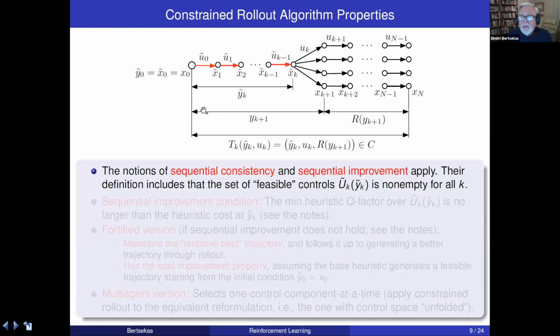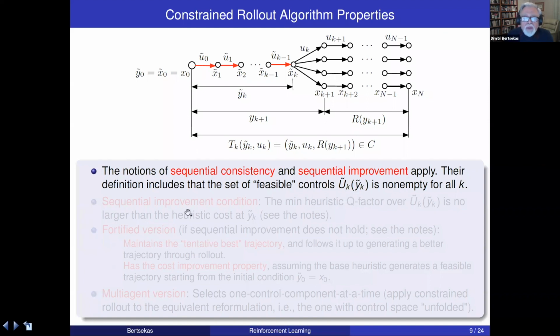Okay, so now let's go back to theory. What are the properties of this constrained rollout algorithm? Well, obviously, we will need notions of sequential consistency, sequential improvement, and so on in order to be able to assert anything. So there are extensions of the definitions of sequential consistency. Sequential consistency is the same as the sequential consistency of the unconstrained version. Now, sequential improvement is a little different.